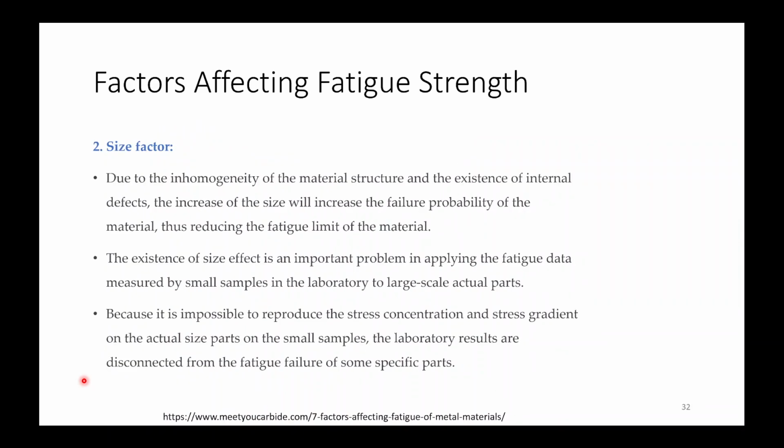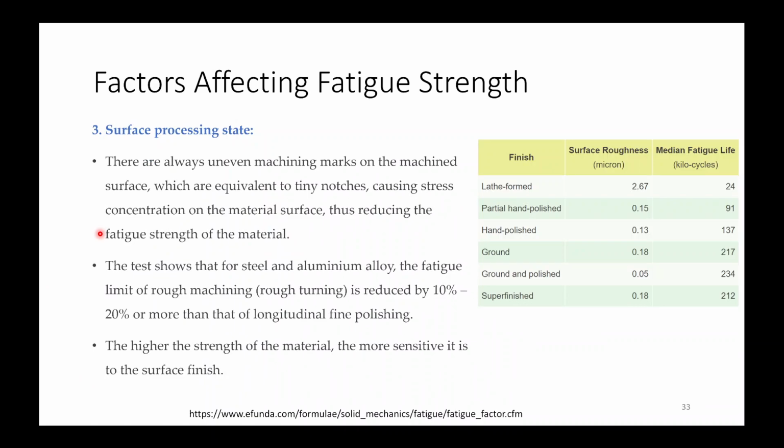Third is surface processing state. There are always uneven machining marks on the machined surface, which are equivalent to tiny notches, causing stress concentration on the material surface, thus reducing the fatigue strength of material. The test shows that for steel and aluminium alloys, the fatigue limit of rough machining is reduced by 10 to 20% or more than that for longitudinal fine polishing. And the higher the strength of material, the more sensitive it is to the surface finish.